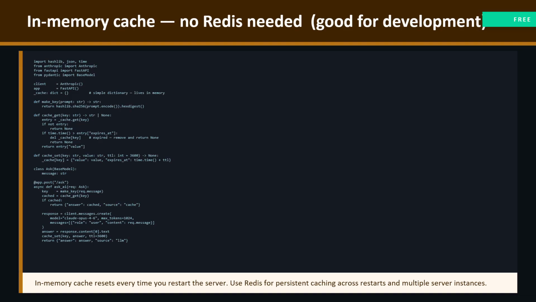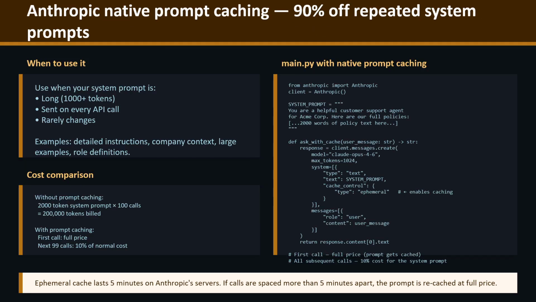For anything beyond local development, use Redis. Next, Anthropic native prompt caching. This slide covers a different kind of caching that saves money specifically on large repeated system prompts. The use case is specific.